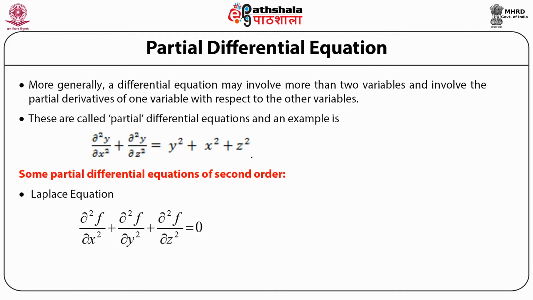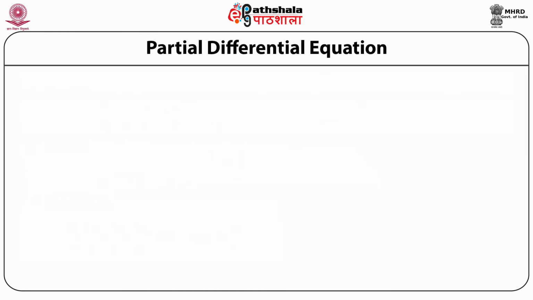It looks like ∂²f/∂x² + ∂²f/∂y² + ∂²f/∂z² = 0, where the derivatives are all partial derivatives. Another familiar example of a second order partial differential equation is the celebrated heat equation, which is given by ∂²f/∂x² + ∂²f/∂y² + ∂²f/∂z² = (1/c) ∂f/∂t. As usual, the derivatives are partial derivatives of f with respect to x, y, z, and t respectively.